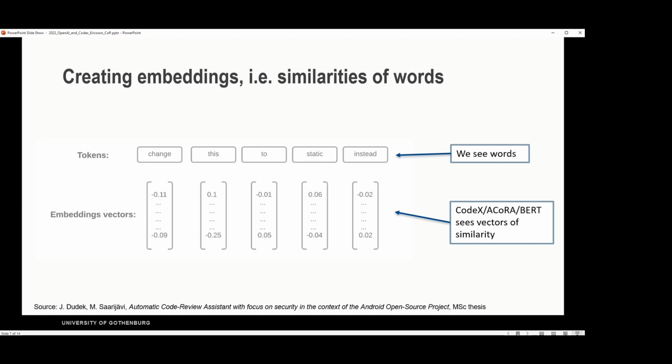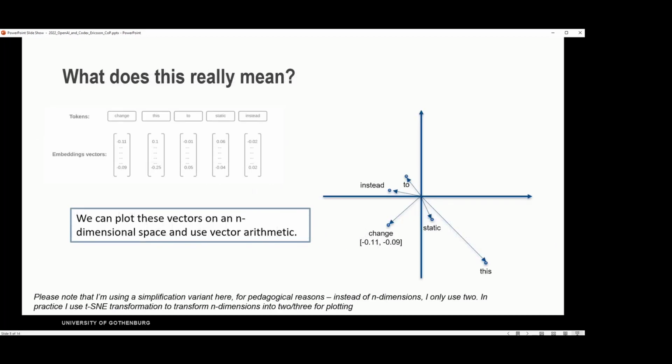Now, these vectors by themselves don't have an absolute meaning. So the number minus 0.11 doesn't really mean anything in the model. The vectors are essentially describing where on a multidimensional space that word or sentence or whatever we use as a token is placed. So this is roughly how it looks. We can plot those vectors like that. Now, I do use a very, very huge simplification. I only use two dimensions over here.